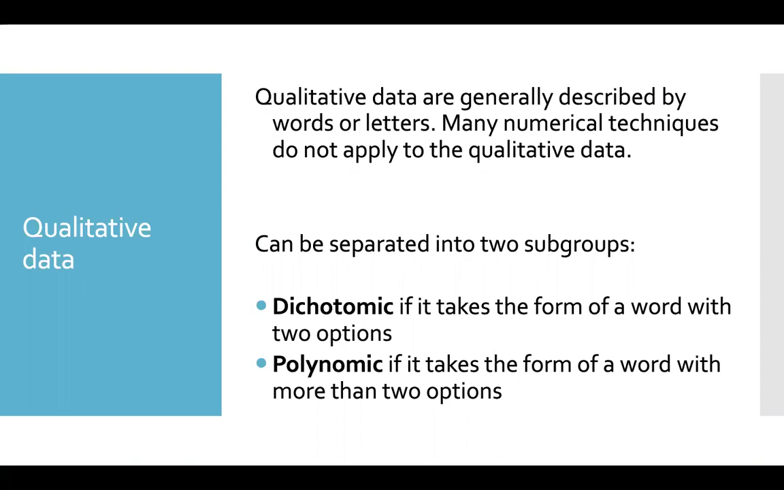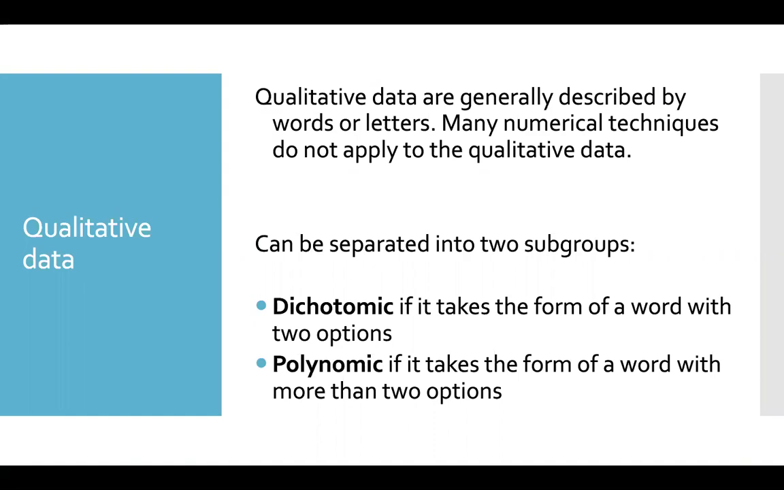And even this qualitative data is of two types. One is dichotomic data and the second one is polynomic data. Dichotomic data is something which can have only two possible options. For example, did I reach office on time or not? Is this person honest or not? Right? You can generally answer them in yes, no. Whether my loan is approved or not, you can always reply in words: approved, not approved. For example, will I get the credit card or not? Yes or no. Whether the person is male or female.